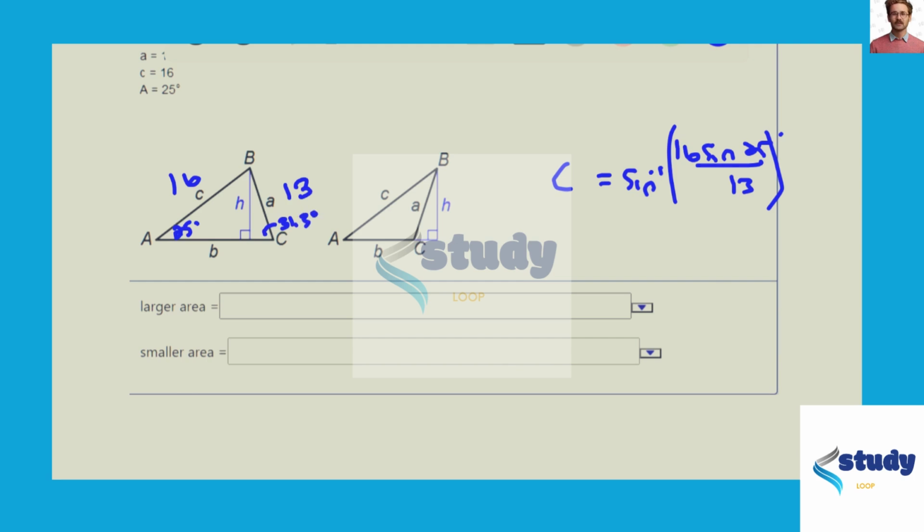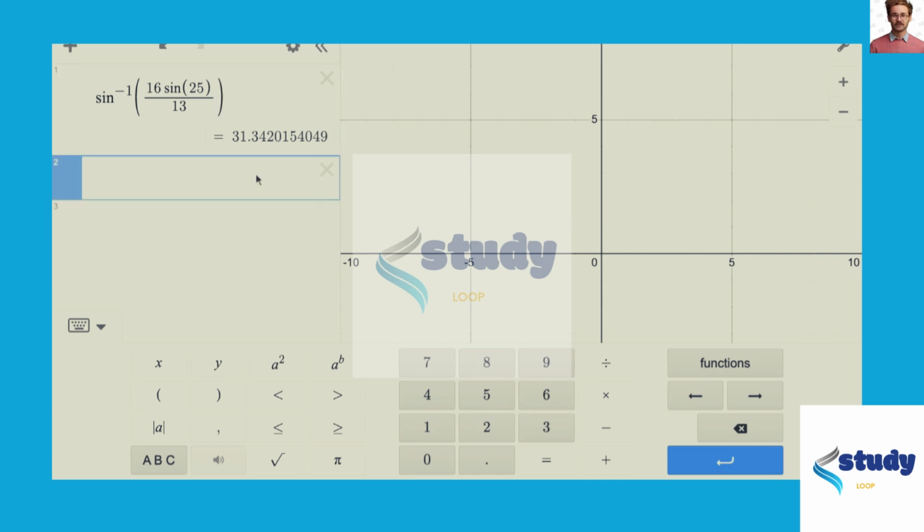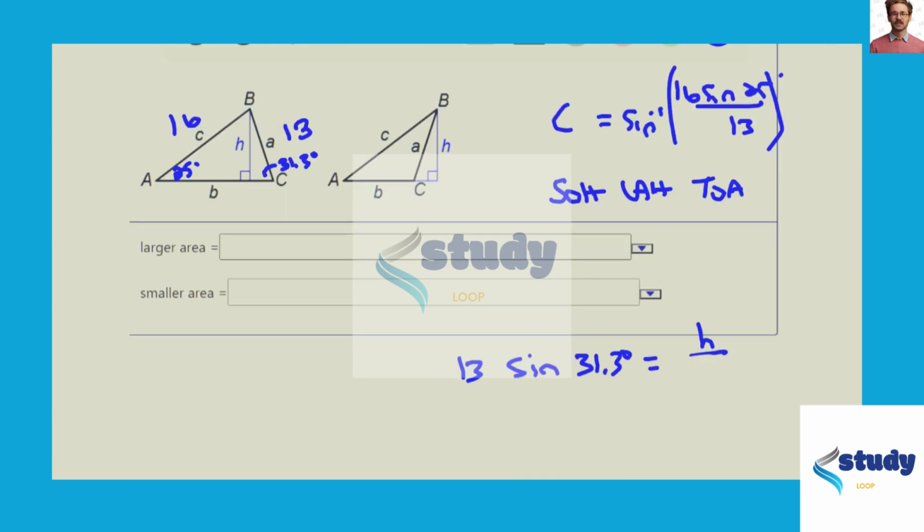Which then will allow us to find the height of this triangle using right triangle trig relationships. You can say that the height that we want to find is the opposite, and we know the hypotenuse, so that would be sine. So we can say that the sine of 31.3 degrees is equal to the height over the hypotenuse, 13. So it'd be 13 sine 31.3, or about 6.75.